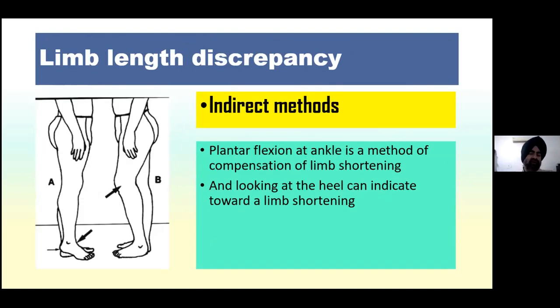What are the indirect methods? Here the heel is on the higher side. This is the indirect way to judge the shortening of the limb. If the patient is keeping the ankle in equinus, it means he is compensating for the shortening.